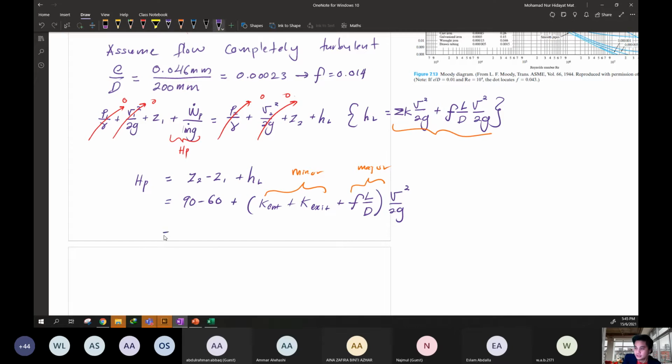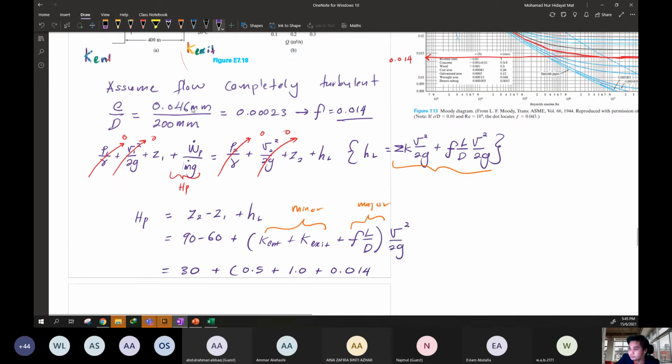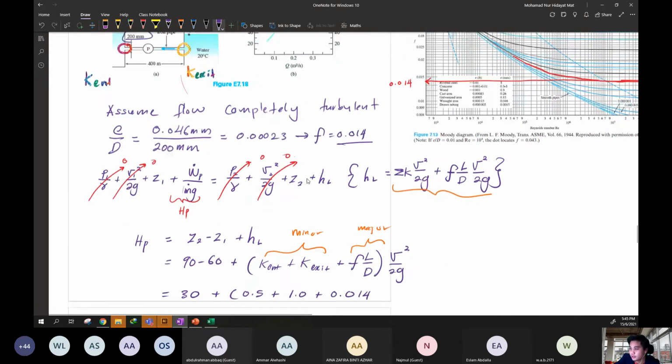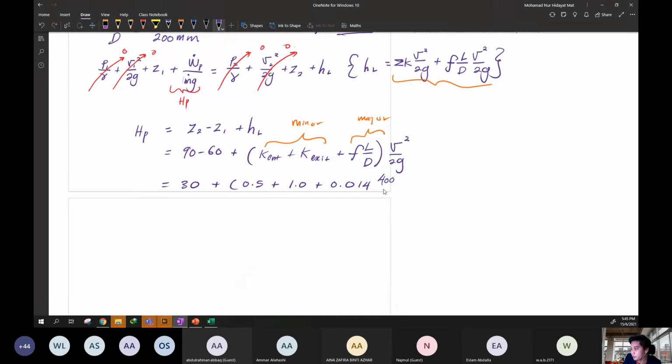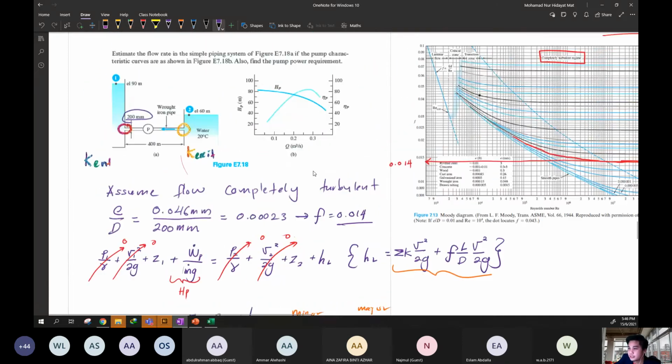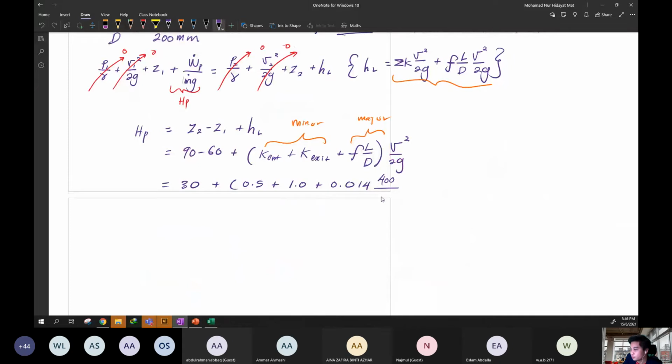So I try to substitute. This is 30, plus K entrance, refer to the table, you will find 0.5, plus K exit, which is 1.0, plus the friction factor, which is 0.014, L, the length of the pipe from this one to this one, 400, over the diameter. The diameter, I believe, is 200 millimeter, so it is 0.2. Close bracket. Velocity.